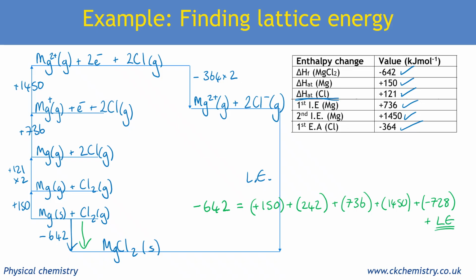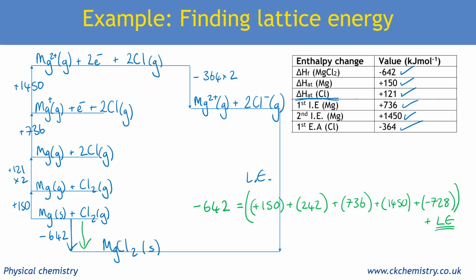So those 1, 2, 3, 4, 5, 6 different values are all added together, and they will equal minus 642. Now you could take every single one of those values to the other side and write minus 642, minus 150, minus 242, minus 736, minus 1450, plus, minus, minus, you know what I mean? Like, don't do that. Add all this up before you move it. It's just a lot more foolproof. If you add all that up and then take it away from the other side, it's just a lot easier than trying to take everything away lots of times.